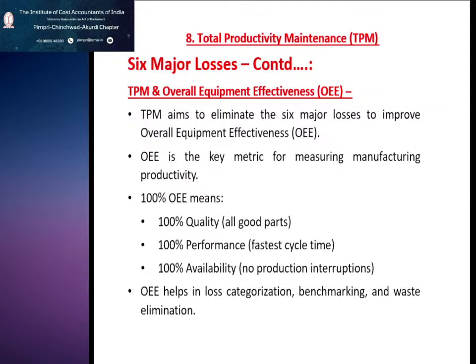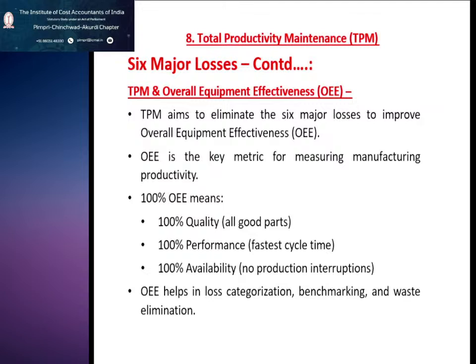TPM and overall equipment effectiveness, that is OEE. So TPM aims to eliminate the 6 major losses to improve overall equipment effectiveness, in short called OEE. OEE is the key metric for measuring manufacturing productivity. So 100% OEE, which is the ideal state, reflects 3 parameters.